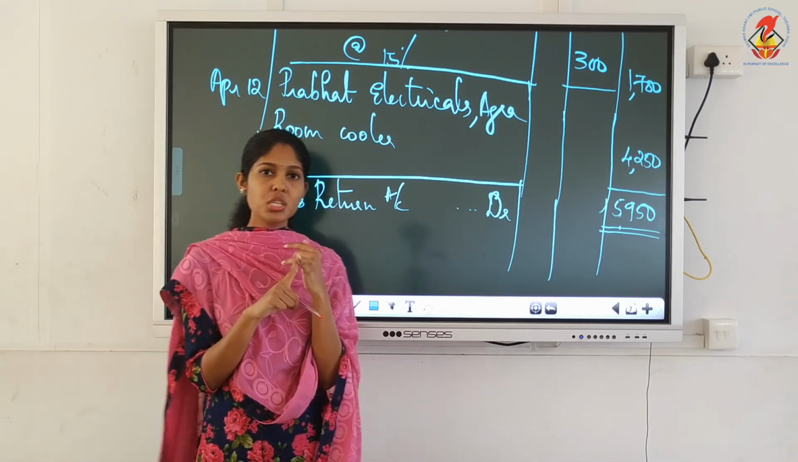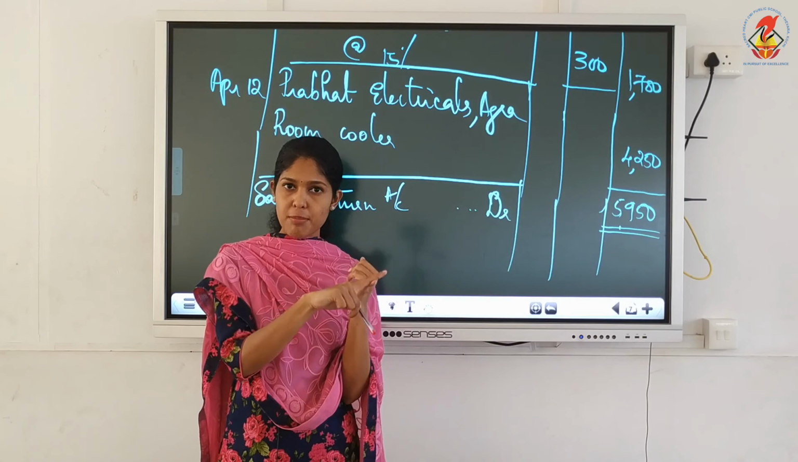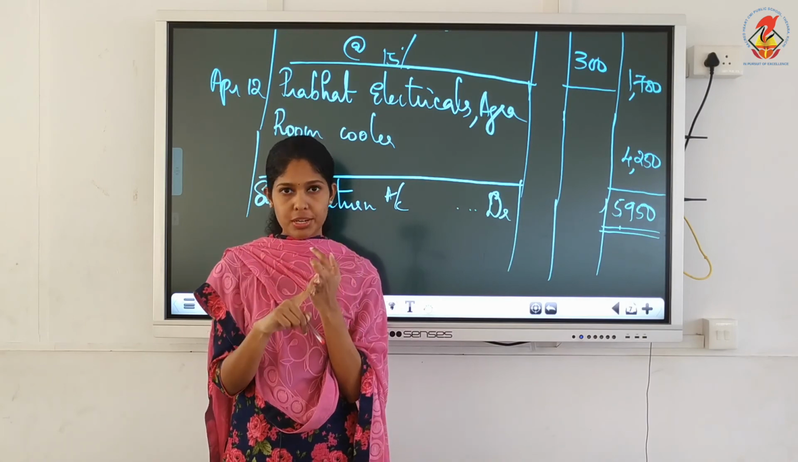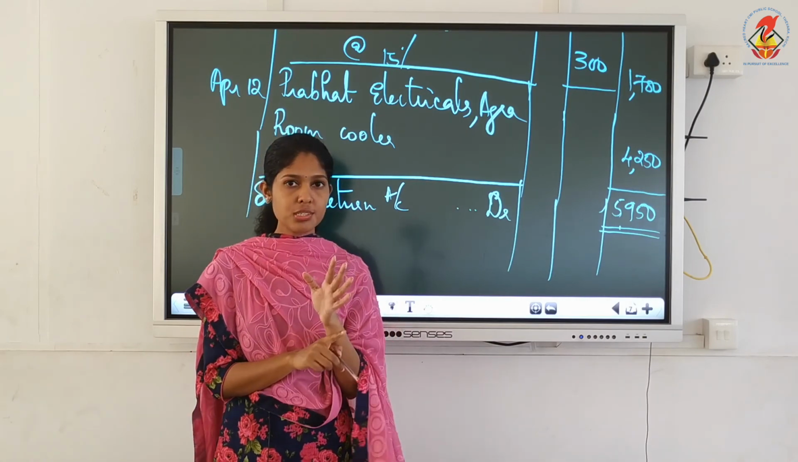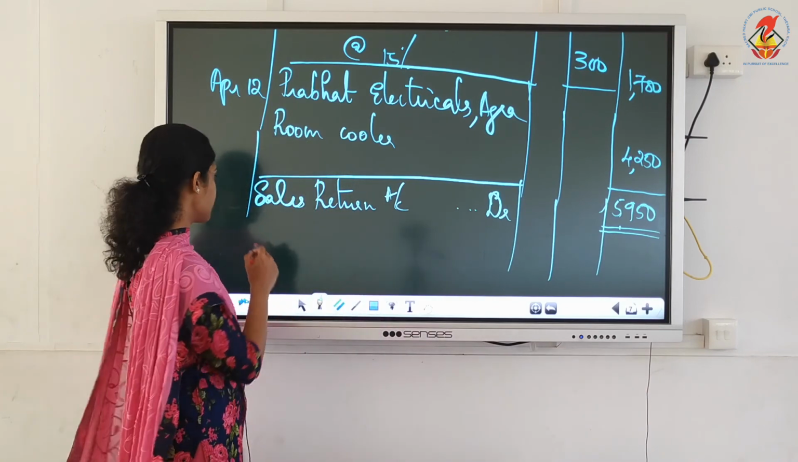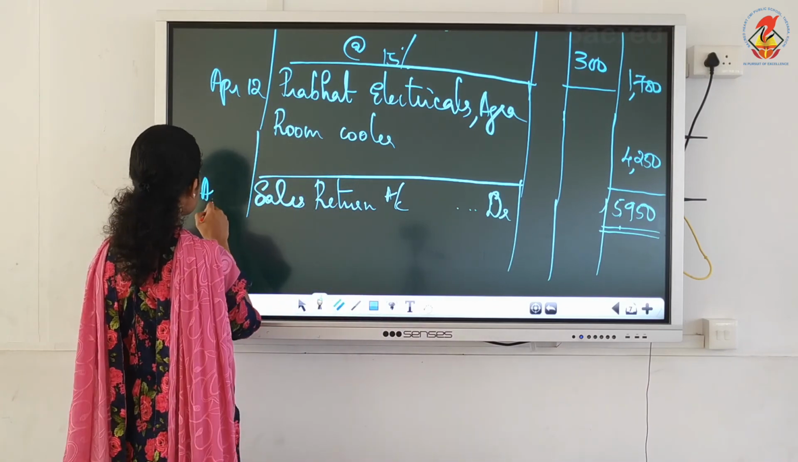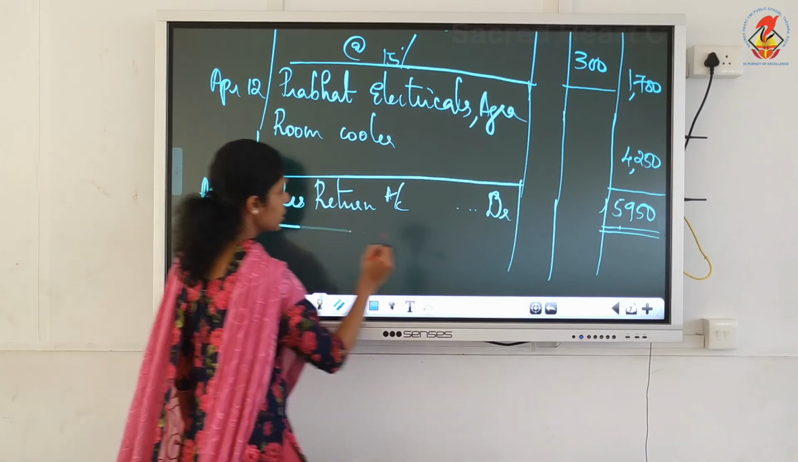So you just have to remember that purchases will be debited, sales will be credited. And for purchases return, sales return, you give the reverse. And this is April 30th, the last date. Now you can close.